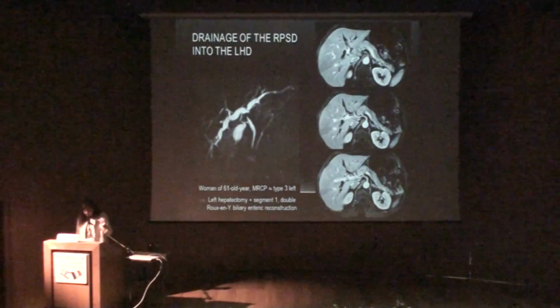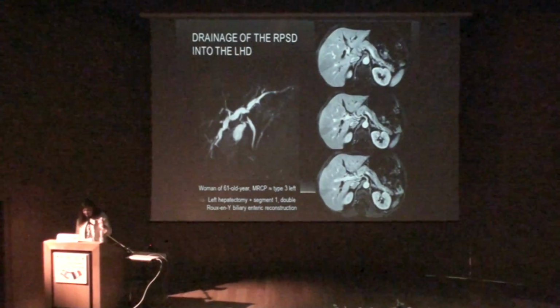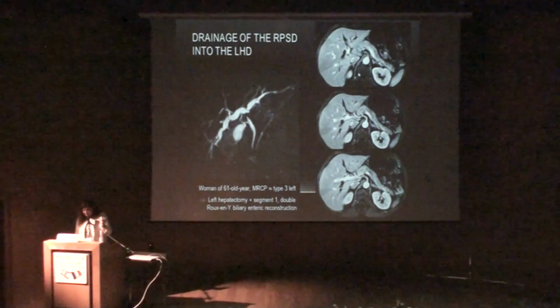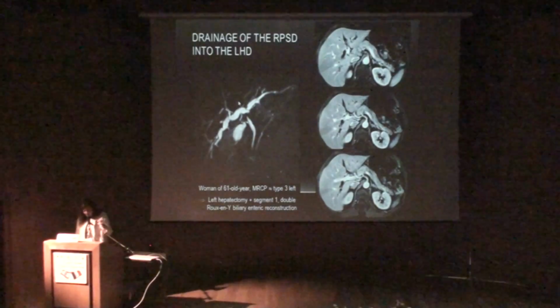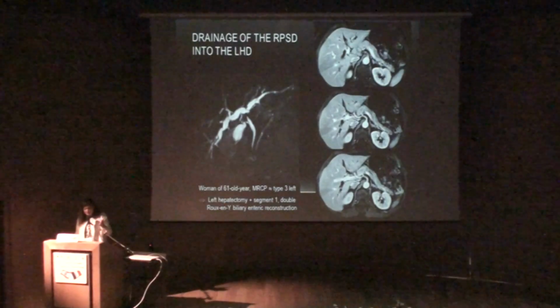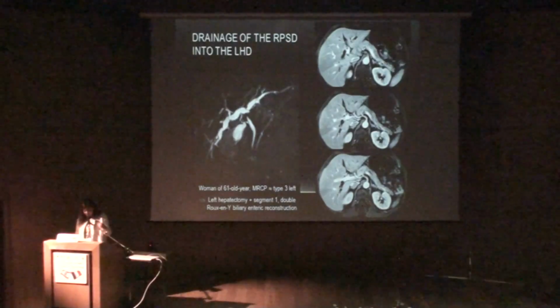And this patient went to surgery, and she had a left hepatectomy plus segment 1 and a double biliary anterior reconstruction here on the posterior and anterior bile duct. So be careful of the bile duct anatomic variation that can really change the management of your patient.